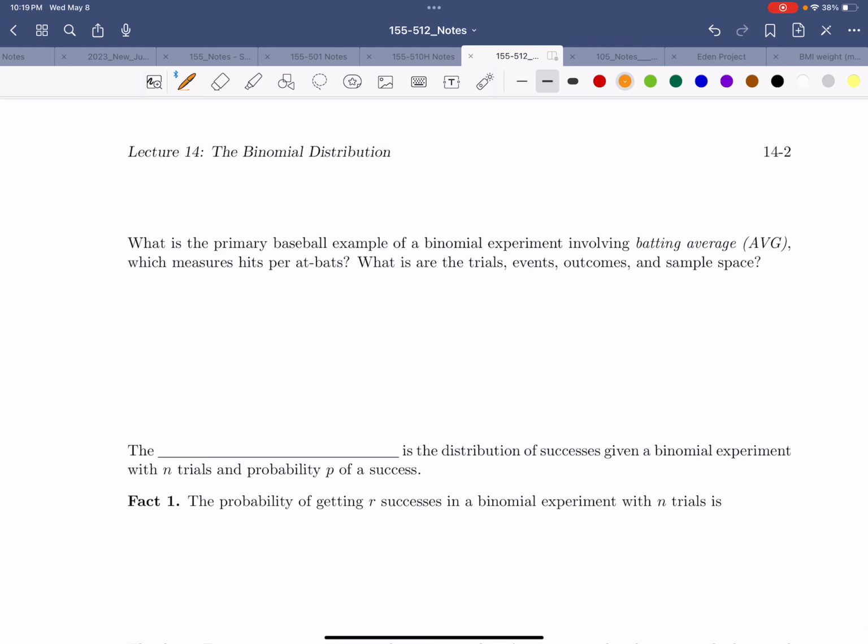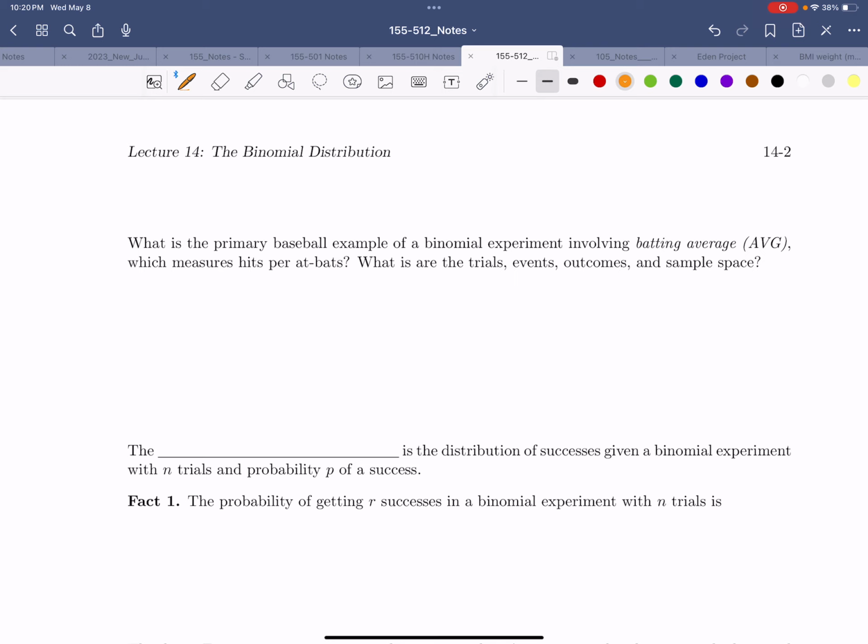So one way to look at a binomial experiment is using a baseball analogy. Now, if you don't know baseball, the basic idea is that the pitcher throws the ball to the batter, and the batter has to try to hit the ball. Now, either the batter gets a hit, a success, or makes an out, failure. Okay?